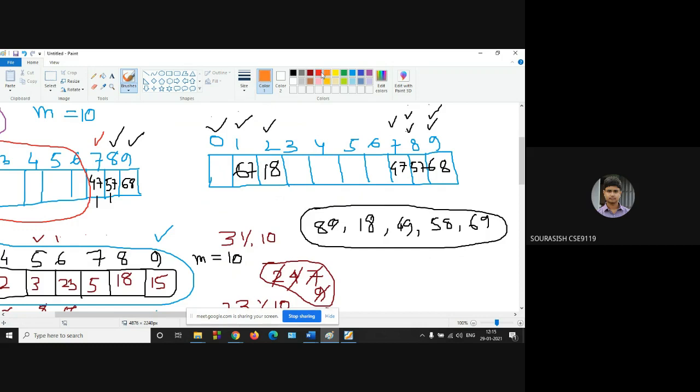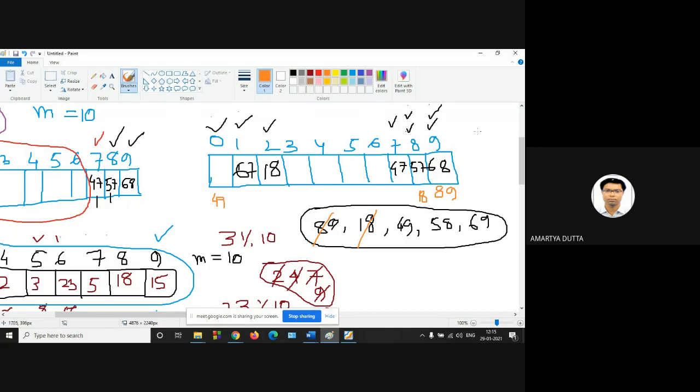Sir, 89 will be at position 9. 18 will be at 8. 49 will be at 0. Yes. Why will 49 be at 0?